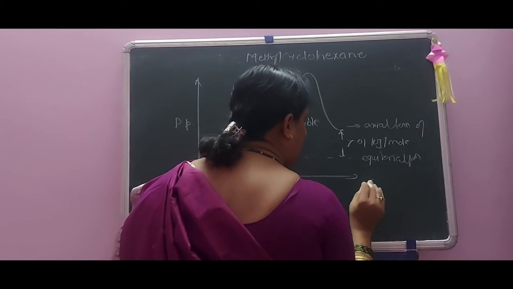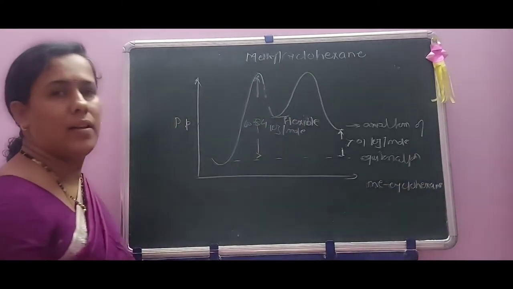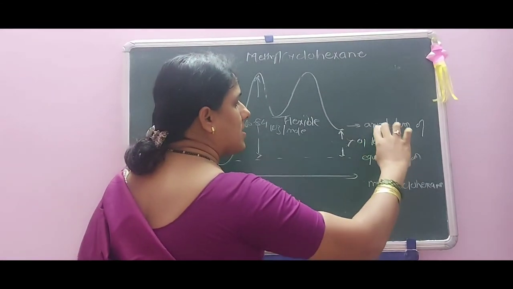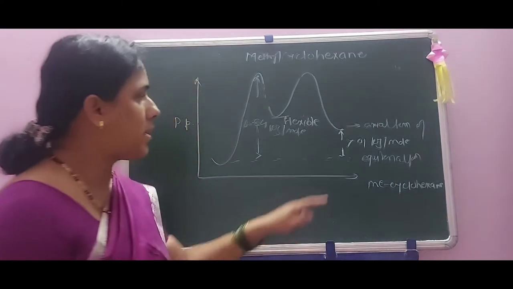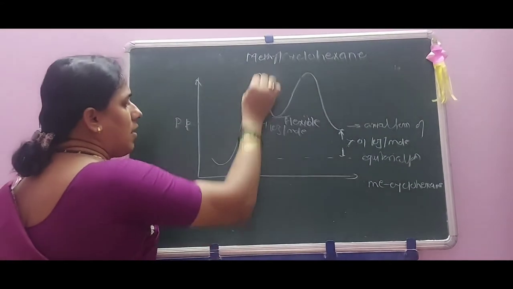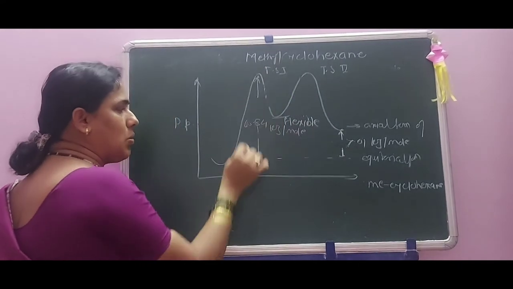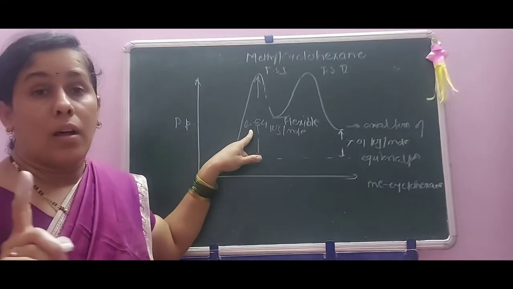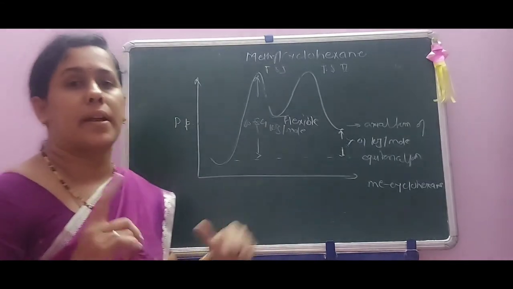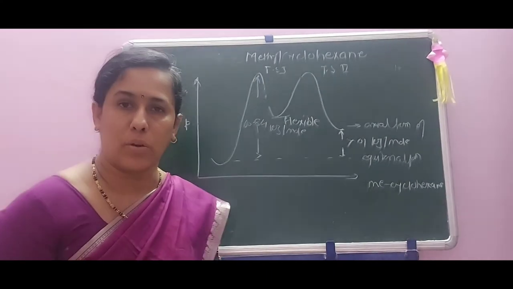Axial form of the methylcyclohexane. Thus, this is the potential energy level diagram for methylcyclohexane. As far as the difference between the axial form and the equatorial form, the difference is equal to 7.01 kilojoule per mole, which is very, very small, whereas transition state 1 and transition state 2 of this chair to boat interconversion have an average energy of 60 to 84 kilojoule per mole. But at room temperature, both the forms of methylcyclohexane are interconvertible to each other.